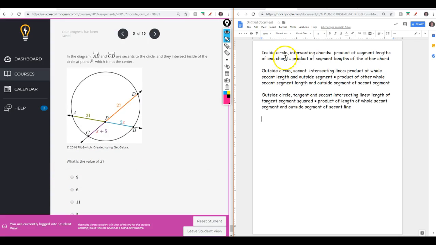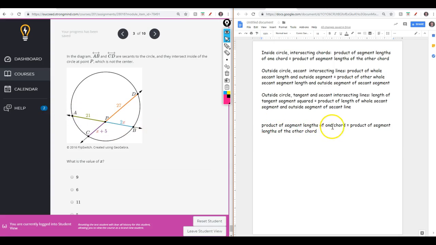So again, I first have to decide which of these theorems to use. Is it inside the circle, outside the circle with secant intersecting lines, or outside the circle with tangent and secant intersecting lines? Well, this says that it's secant to the circle and they intersect inside. So this is the one that I'm going to use. Again, I typed that theorem out into the words that I understood. So now I'll just step through it.